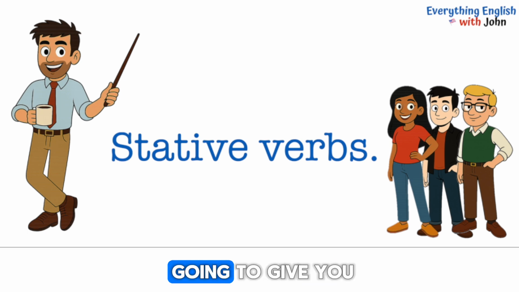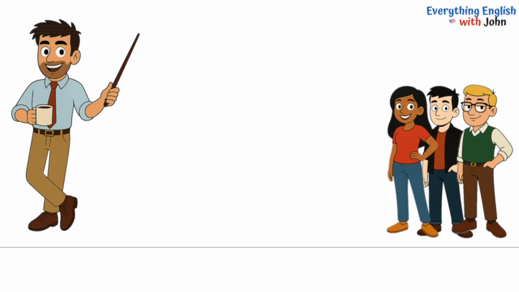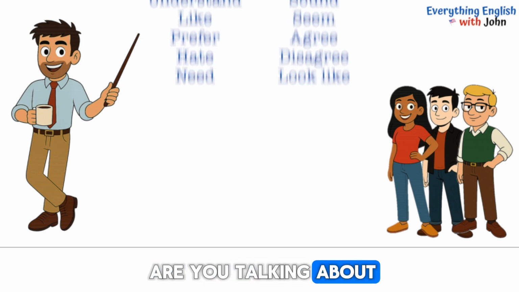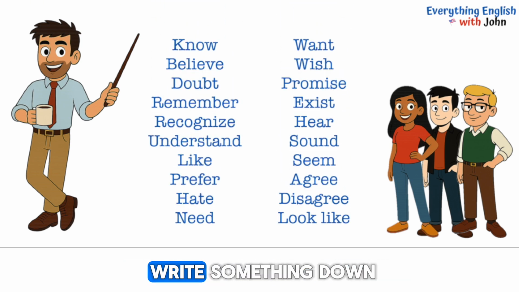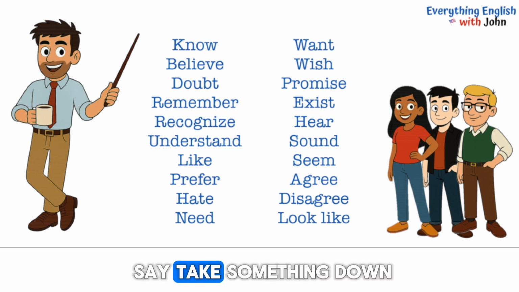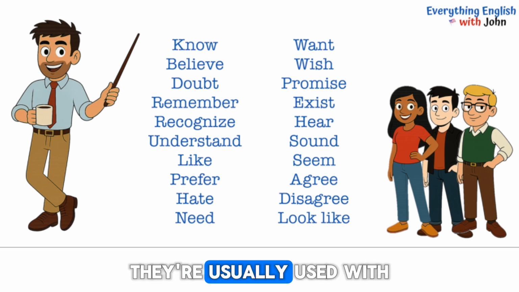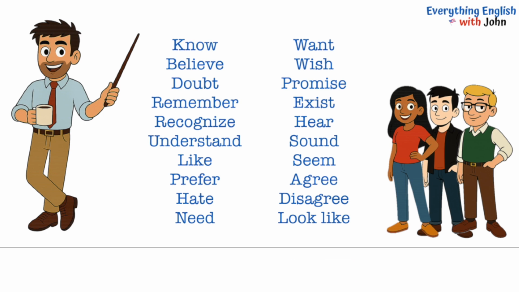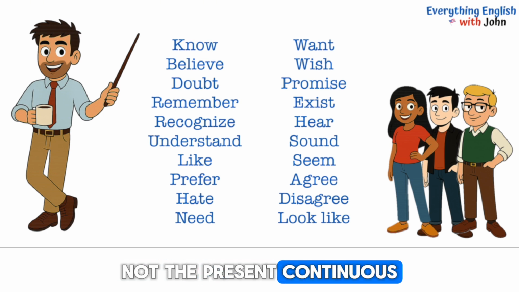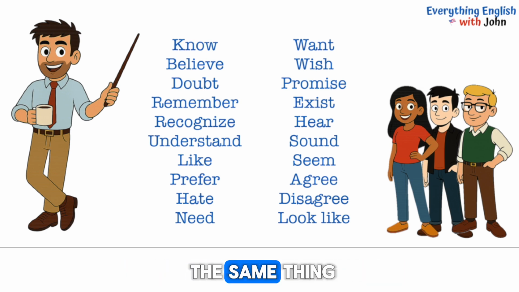In a second, I'm going to give you a list. Just jot them down and memorize them. Jot them down? What are you talking about? Jot something down means write something down, but it's used for notes. Right, thank you, Alex. And you can also say take something down. So take down these verbs, everyone. They're usually used with the present simple, not the present continuous or the present progressive. Remember, the present continuous and the present progressive are the same thing.